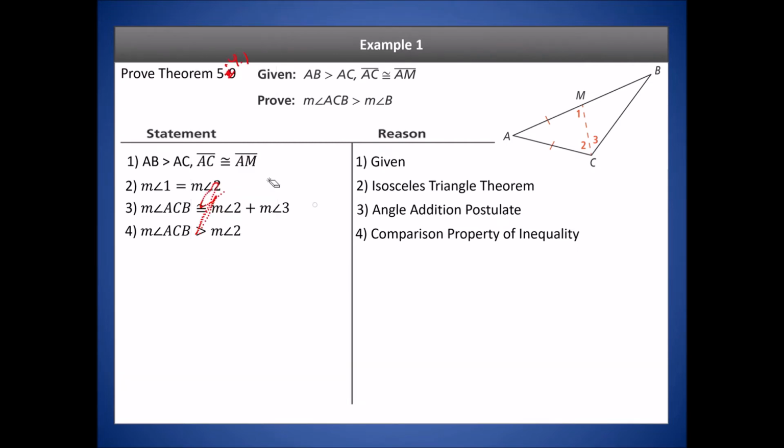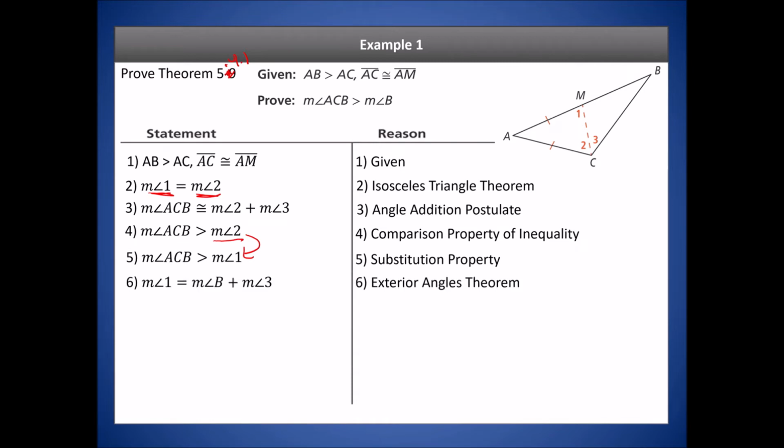All right, so now we're going to use the substitution property, because we know that angle 2 is equal to angle 1, and so therefore we can replace angle 2 with angle 1 using step 2. So that's the substitution property.